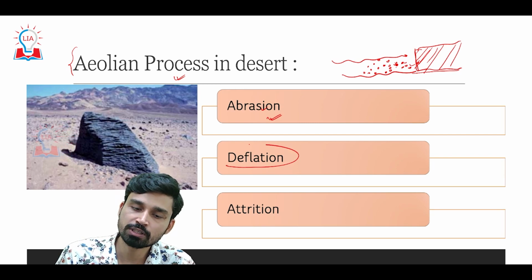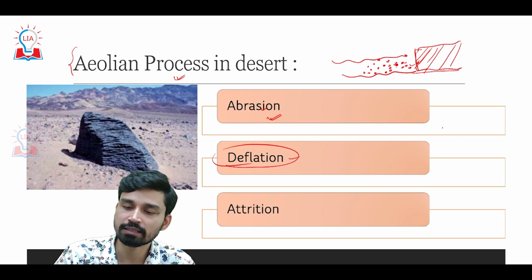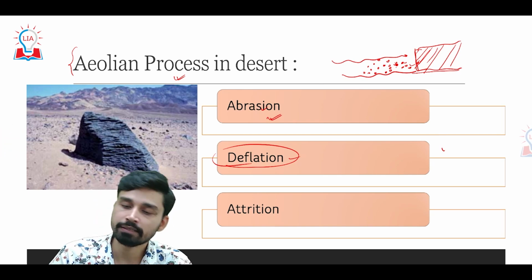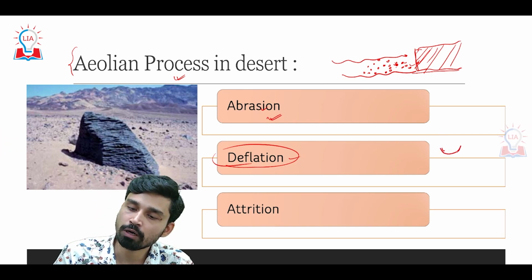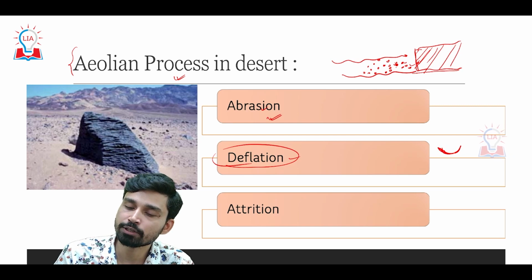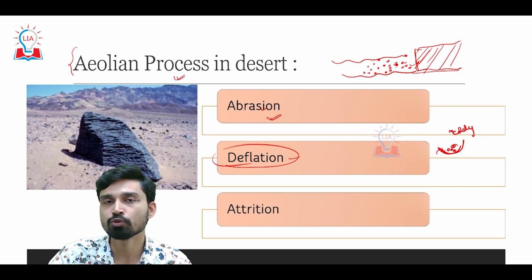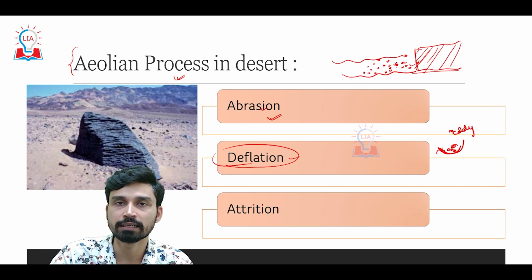The second process is what we can call deflation. Deflation is nothing but sometimes unconsolidated sediments are blown away in the desert area, creating a small depression. And as this depression is created, more and more sediment particles get entrapped in it. And due to the eddy effect, they keep on rotating around this small depression. And thus, in due course of time, it becomes larger and larger in size.